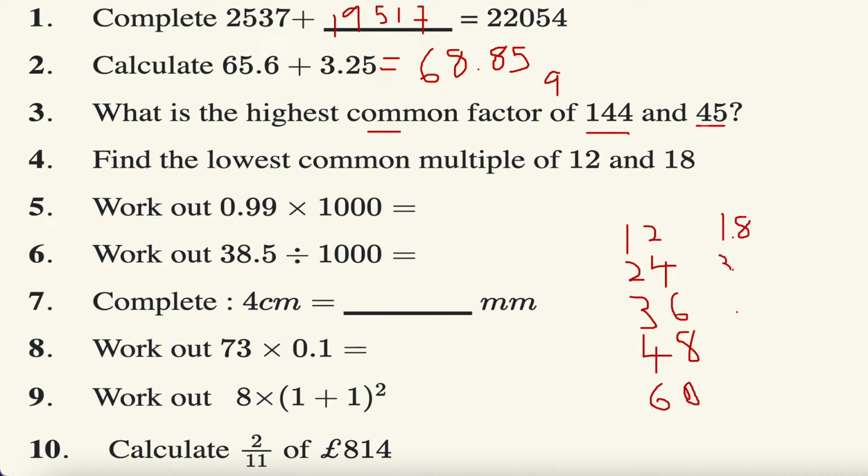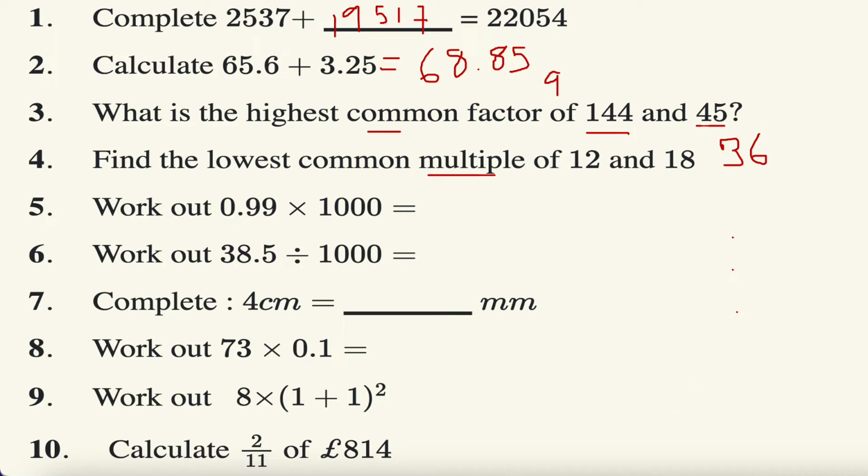So straight away, 36 is the smallest number that appears in both. So that's the smallest number that appears in both times tables. So multiple means times table, so be very careful with that.